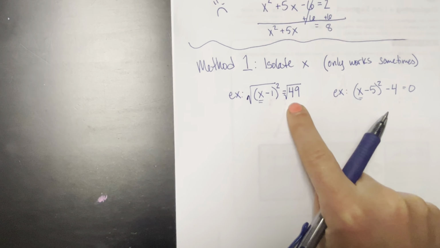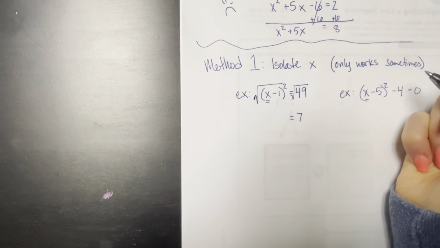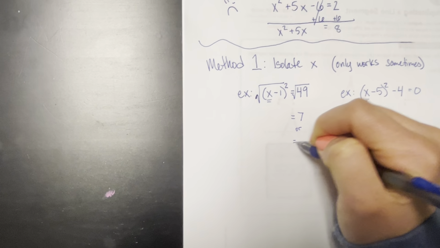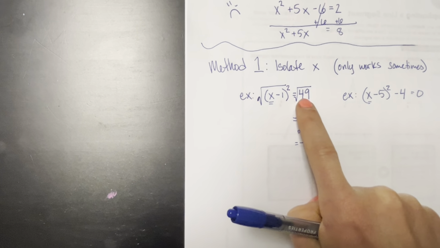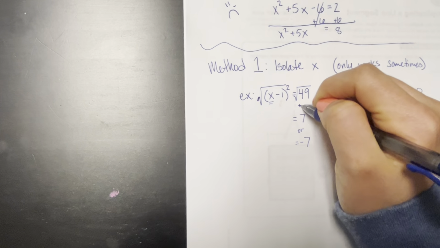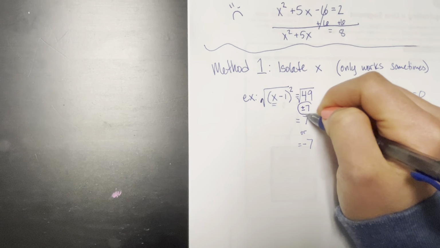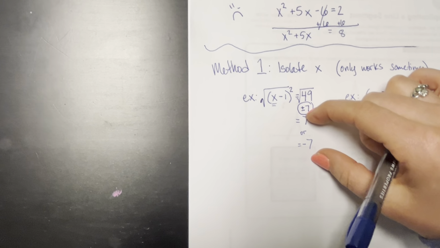The square root of 49, well, 7 times 7 is 49, or -7 times -7 is 49. So this is when you have to do plus or minus 7. So it's possible to write plus or minus 7 like this. That's how mathematicians write it, but you just need to make sure you know that that's two separate equations.